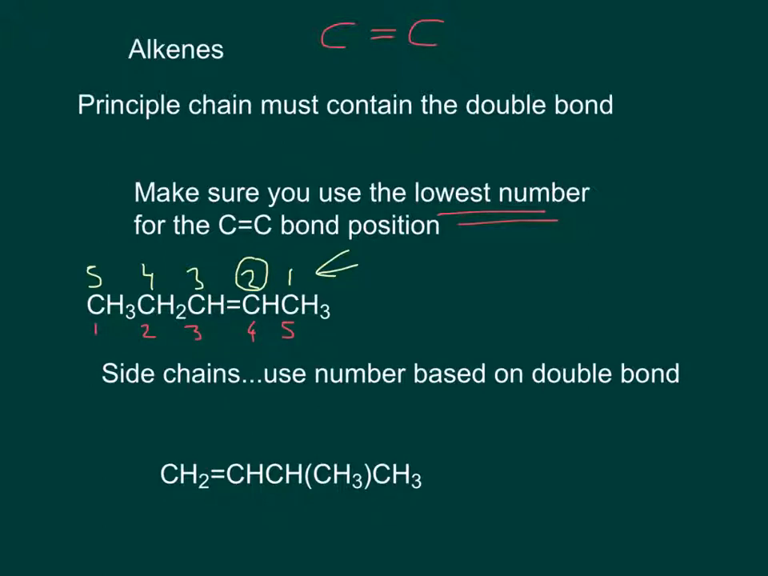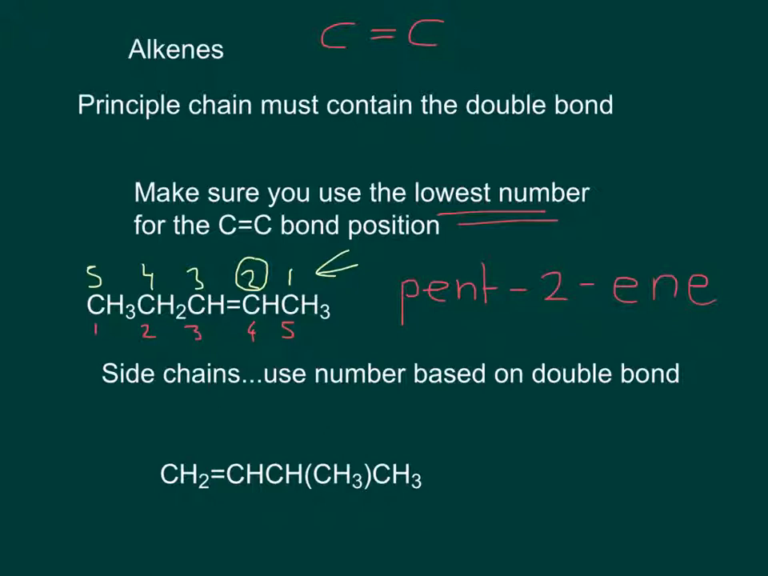Right, so hopefully for the first one, we've said that it's a 5 carbon chain. The carbon-carbon double bond is on carbon number 2, so it becomes pent-2-ene. Pent because I've got 5 carbons, 2 because the carbon-carbon double bond is on carbon number 2. How about this guy here?